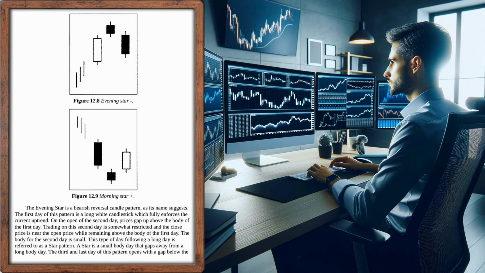The first day of this pattern is a long white candlestick that fully enforces the current uptrend. On the open of the second day, prices gap up above the body of the first day. Trading on this second day is somewhat restricted, and the close price is near the open price while remaining above the body of the first day. The body for the second day is small.